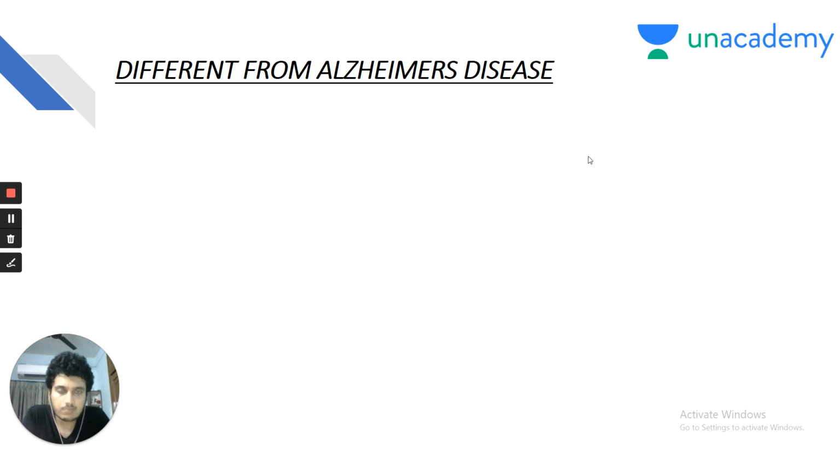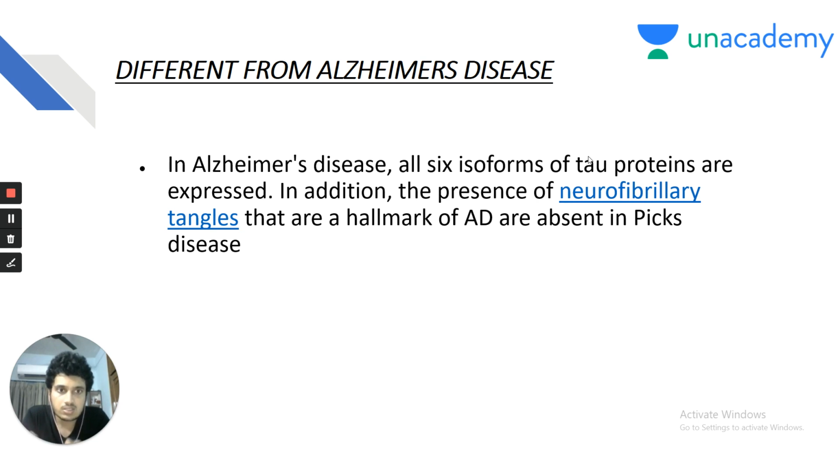So, how is frontotemporal dementia or Pick's disease different from Alzheimer's disease? In Alzheimer's disease, all six forms of tau proteins are expressed, whereas in Pick's disease or frontotemporal dementia, only one isoform of tau protein is expressed. In addition, the presence of neurofibrillary tangles that are hallmark of Alzheimer's disease are absent in Pick's disease. Again, my dear friends, if you read your Robbins second year textbook, then you'll see there are two characteristic findings in Alzheimer's disease. Those are intracellular neurofibrillary tangles and extracellular amyloid plaques. And the severity of the Alzheimer's disease correlates with the inclusion of amyloid or neurofibrillary tangles.